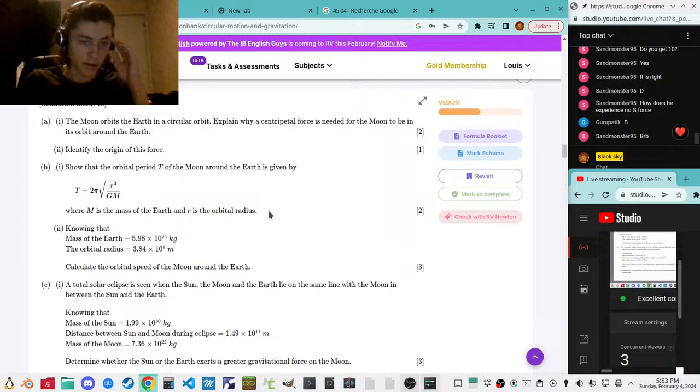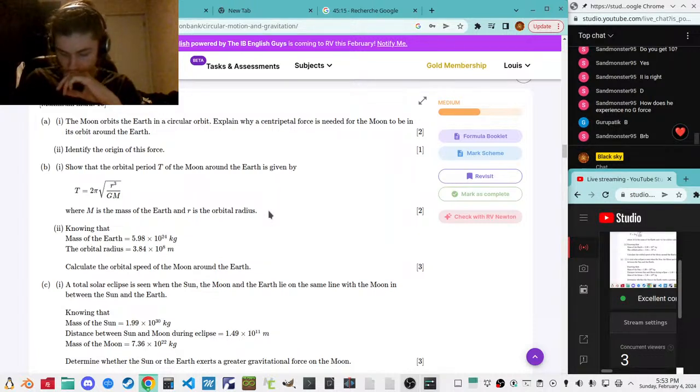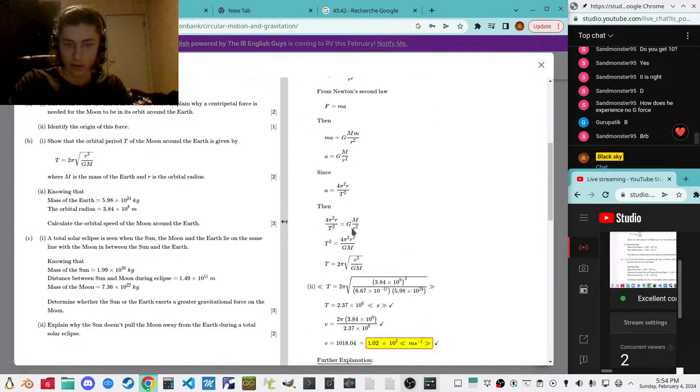Knowing that the mass of the Earth is this and the orbital radius is this, calculate the orbital speed of the Moon around the Earth. So that's just subbing in. So you know the mass of the Earth, so you can get the centripetal acceleration because you know mass and radius. You can get g using GM divided by r squared. Using g, you can equate that to v squared over r, so you times by r and square root the whole thing. Let's see if they times by r.